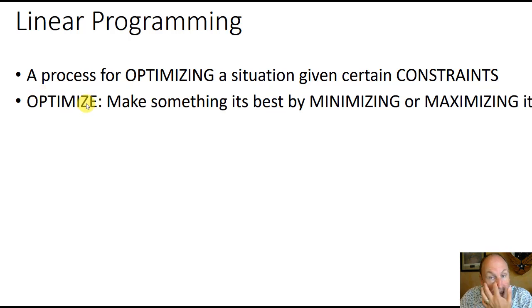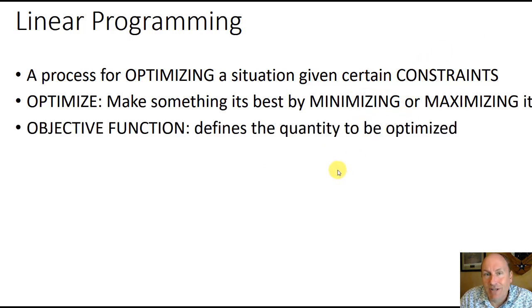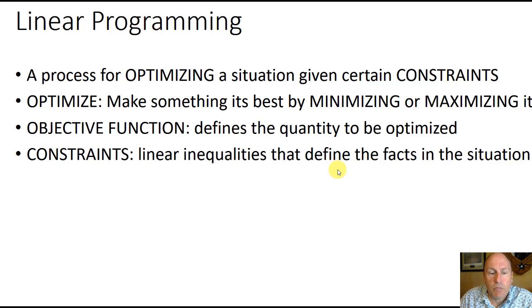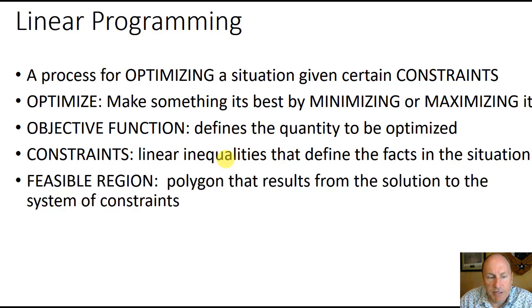So optimizing is to make something its best. And usually that involves, in terms of a quantity, either minimizing or maximizing it. An objective function is the thing we want to optimize, the thing we want to make a maximum or a minimum. And it's expressed as a function of usually two variables in these kind of situations. Constraints are the facts in the situation. They are usually expressed as linear inequalities of the same variables, things that are going to help define the situation that needs to be optimized.